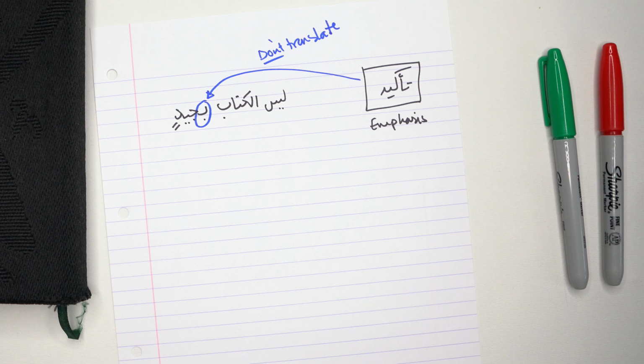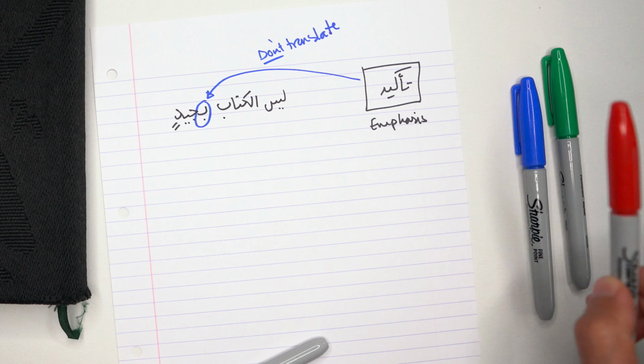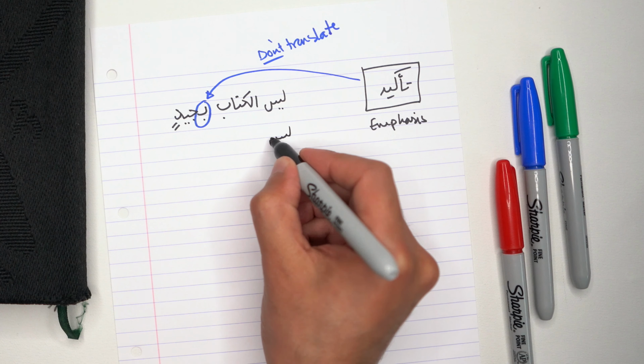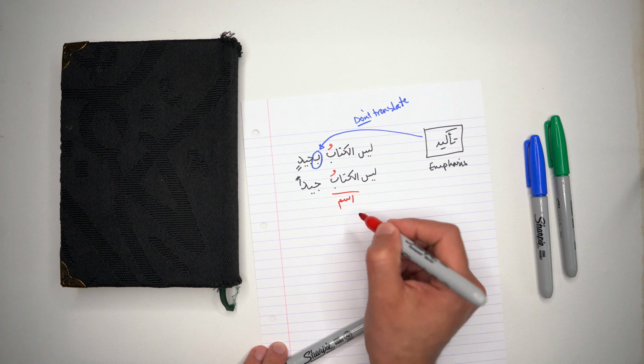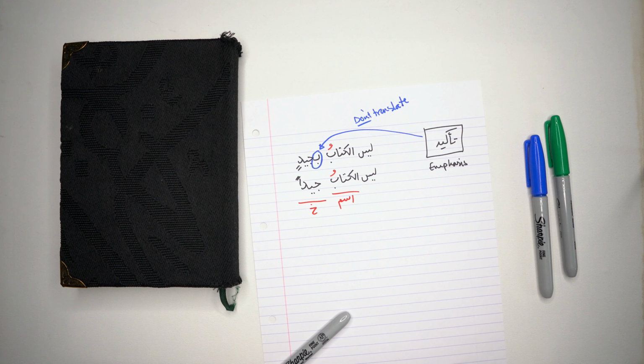So if I was to translate something like this, laysa al-kitab jayyid is roughly the same as laysa al-kitab jayyidan. Now, this is obviously the ism of laysa, and jayyidan is the khabar of laysa. Okay, ism and the khabar.